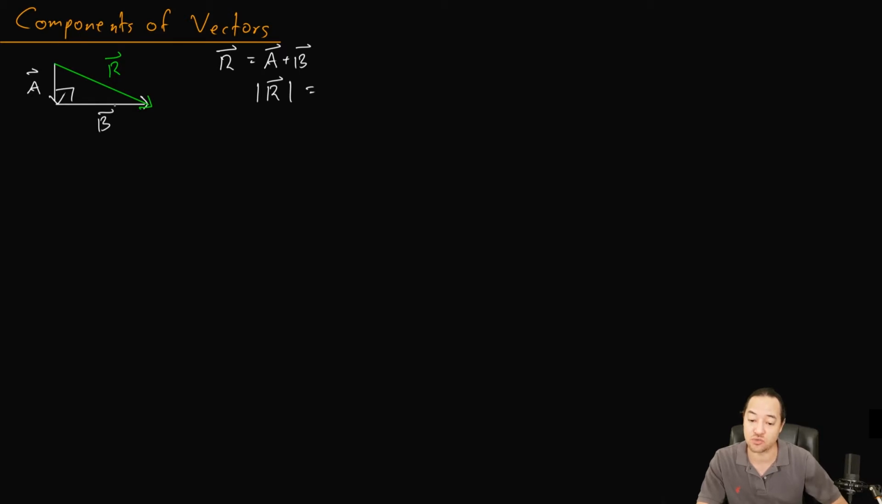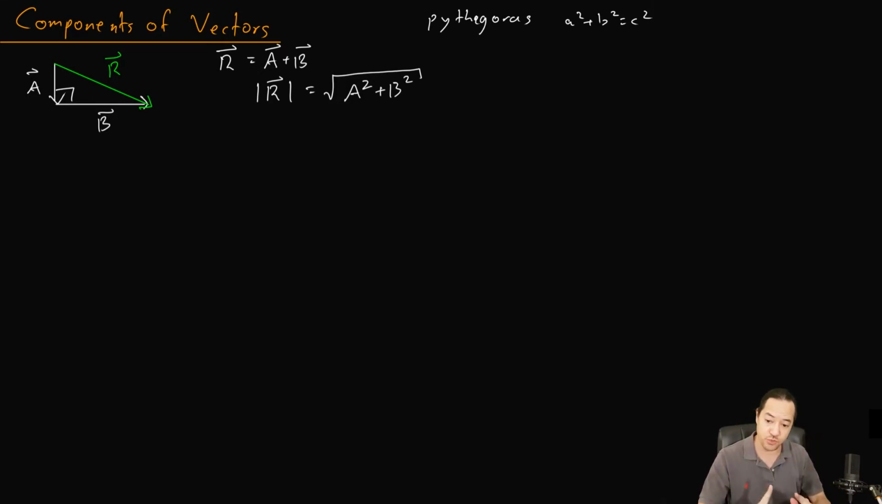When we recognize a right triangle, we can now use Pythagoras, the Pythagorean theorem, where A squared plus B squared equals the hypotenuse, C squared, right? So here the hypotenuse is R, and so this is going to be equal to the square root of A squared plus B squared. So we can directly compute the magnitude of R. We no longer need to use a measuring tape.